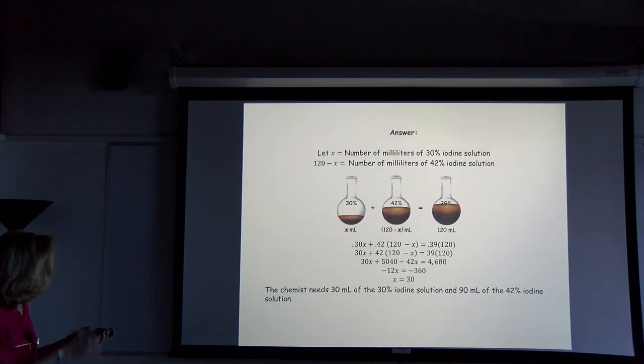So if I now look, again, I'm setting up little buckets, or in this case test tubes. I have X milliliters of the 30%. I need a total of 120, which means that 120 minus X represents the number of milliliters at the 42%. So the value for this amount equals the amount over here. And again, you just run it straight through with your distributive property, combine your like terms, and it needs 30 milliliters.